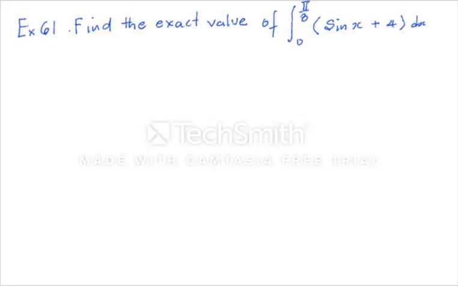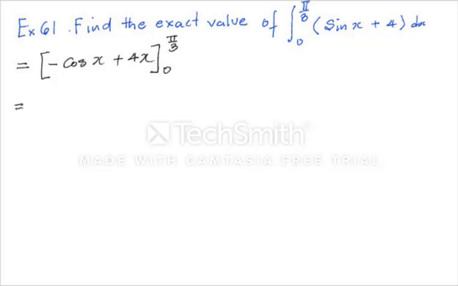This says find the exact value of. All right. So let's integrate. If I differentiate cos, I'm going to get minus sine. So if I integrate sine, I'm going to get minus cos. So this is minus cosine x plus, if I integrate 4 with respect to x, I'm going to get 4x. And the limits is 0 to pi by 3.